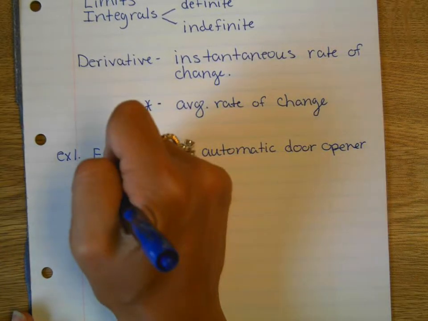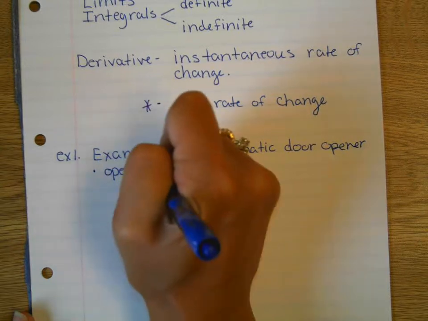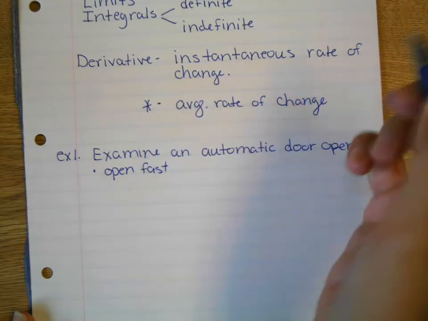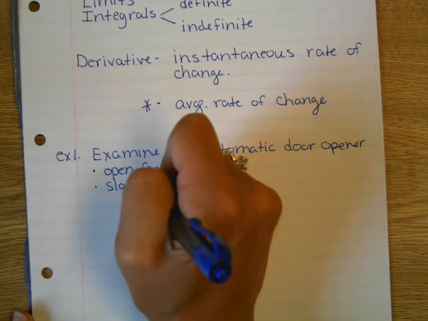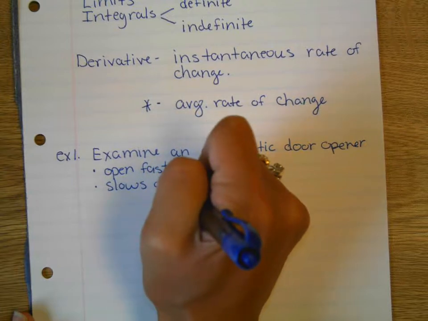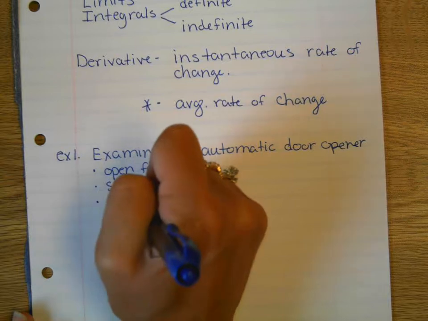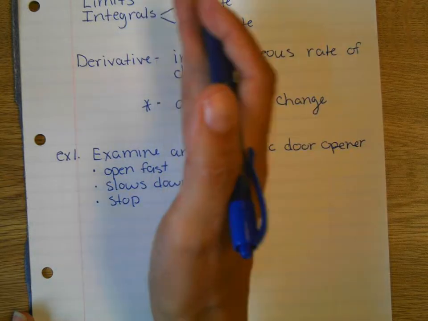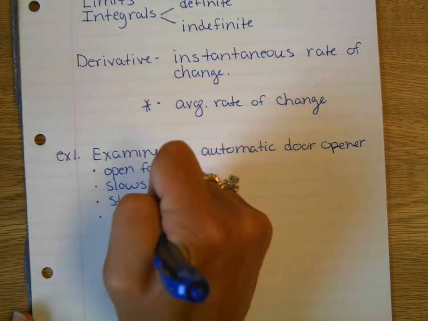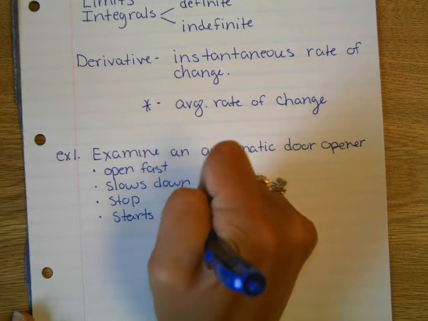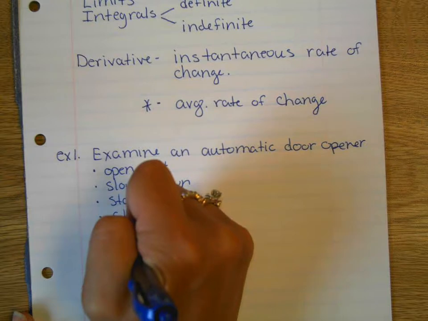And this is what happens. After you press the button, the door is going to open fast. It's going to slow down as it reaches its maximum opening. It's going to stop for just an instant before it starts closing again. So then it starts closing. And then it's going to slam shut on the very end.